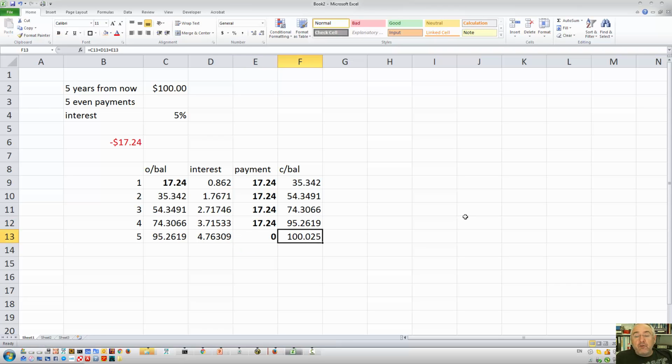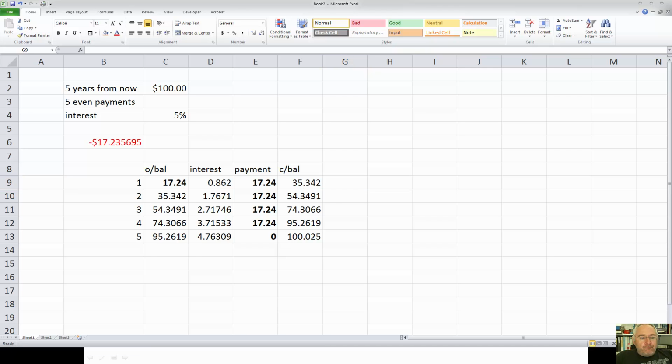What have we got at the end? $100. Okay, 2.5 cents, it's a rounding error. But it's basically right. Actually, if I'd used the numbers to the right level of rounding, I would have got the right number here. So that works. Okay, so that's a very simple question you can ask. I need $100 in five years. How much do I need to put away each year? If my interest rate's 5%, I need to put away $17.24.